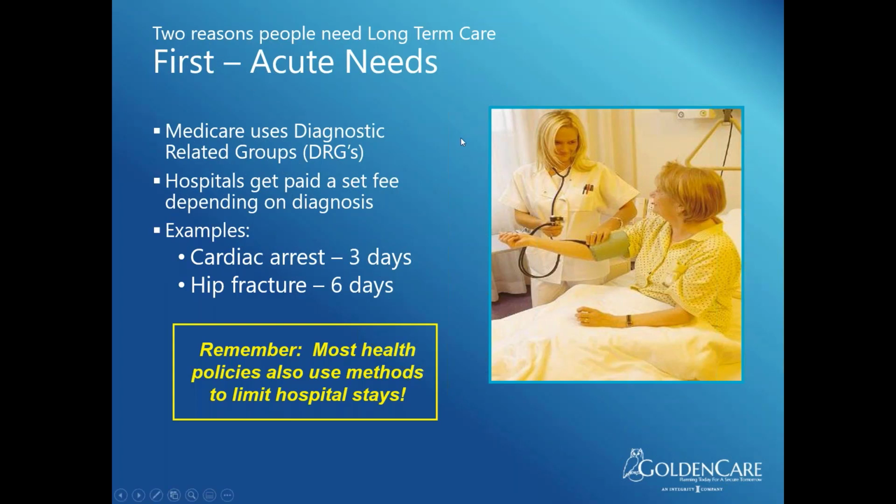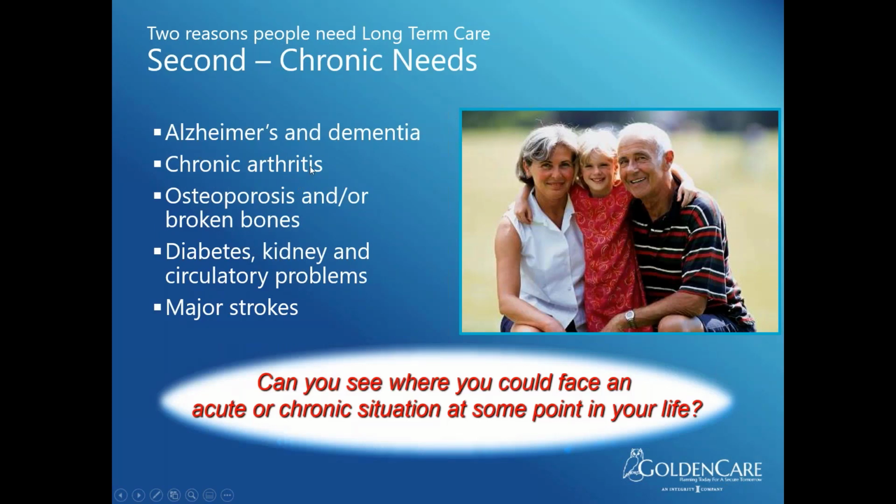The second thing is the chronic needs. This stuff's probably what more people think about: your Alzheimer's, dementia, your osteoporosis, your diabetes, your strokes. So this is what causes people to now need care for an ongoing situation. And this is where I usually pause and ask my clients, do you know anyone that ever had Alzheimer's? Do you know someone that had chronic osteoporosis or had a stroke and ended up in a nursing home? And you know what?